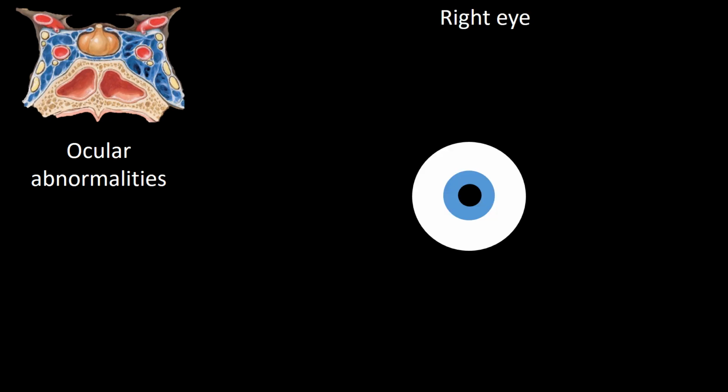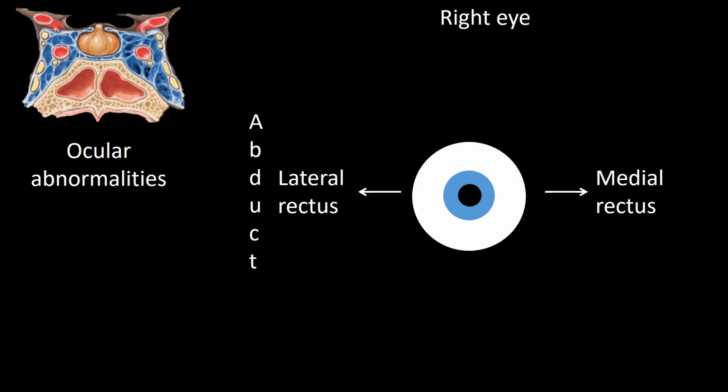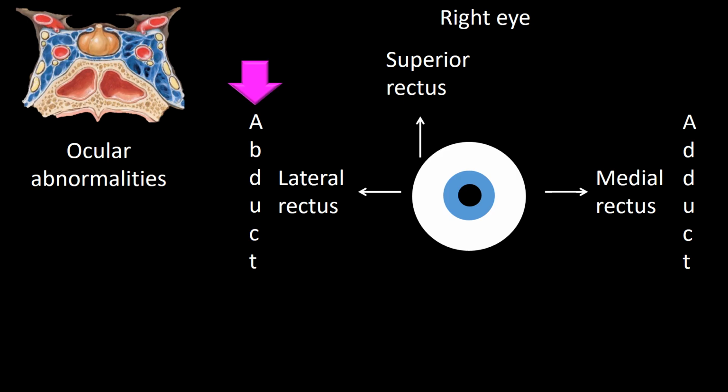This is a representation of the right eye. The arrow indicates the pull of the lateral rectus, which abducts the eye. Now, the direction of the pull of the medial rectus, which adducts the eye. The just introduced arrow indicates upward deviation of the eye produced by the superior rectus contraction when the eye is abducted. The new arrow indicates the result of contraction of the inferior rectus when the eye is abducted.